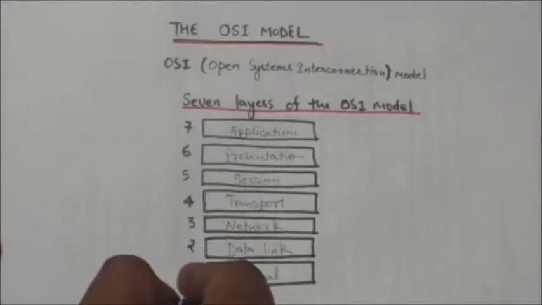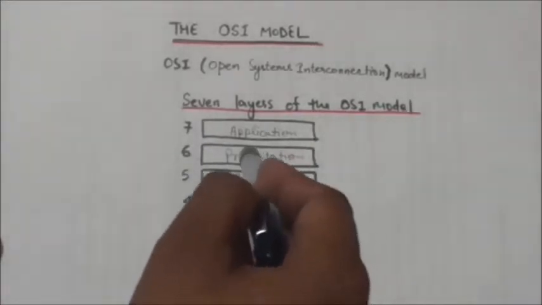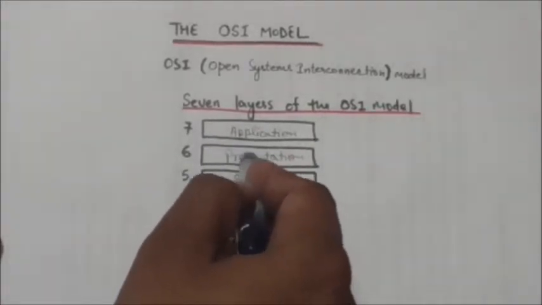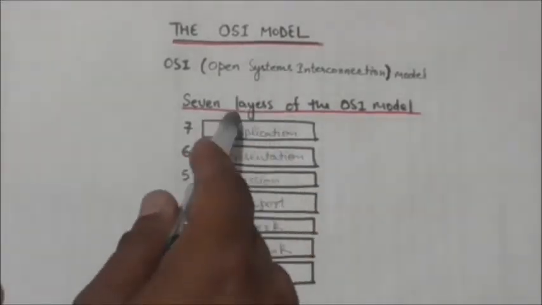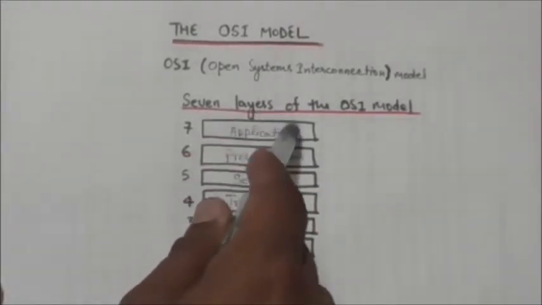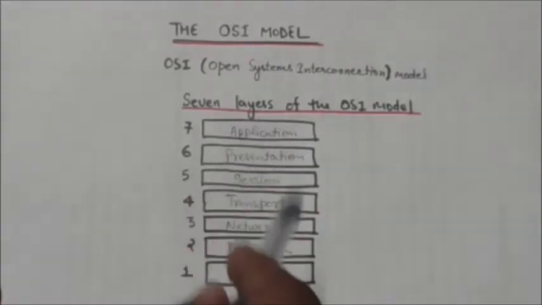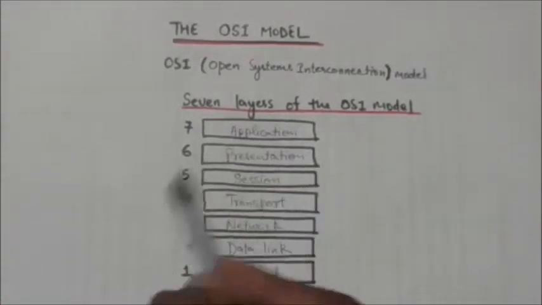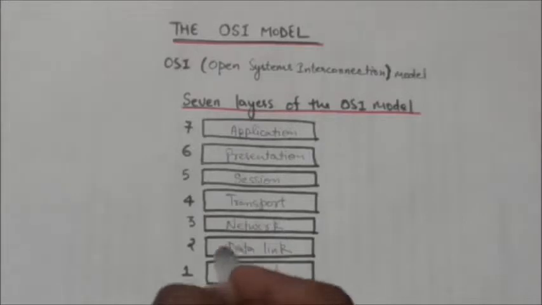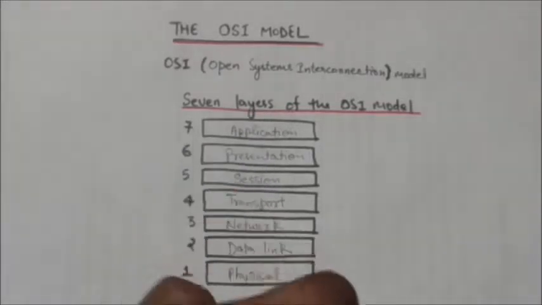Within a single machine, each layer uses the services of the layer just below it. There is an interface between each pair of adjacent layers, and each interface must define the information and services a layer must provide for the layer above it.